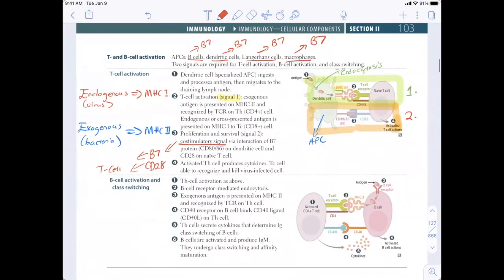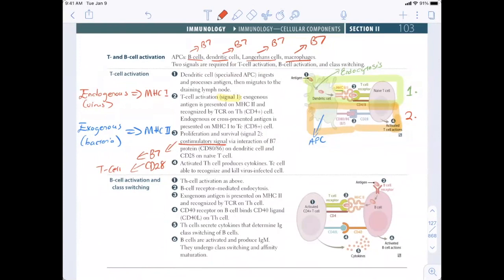Now, what about your B cell activation and class switching? All right. Now, when it talks about class switching here, it really goes into the antibodies. Because remember, your B cells differentiate into antibodies, right? Obviously going through plasma cells. And that's what class switching is all about, okay?